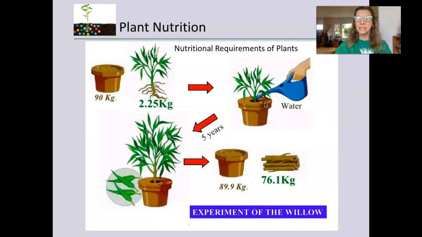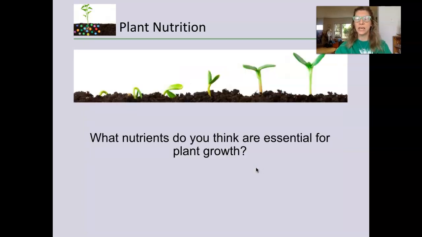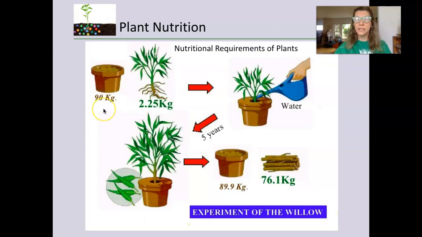Well, he did this classic experiment where essentially you take a known amount of soil and a known amount of plant, you put it in some sort of container, you water it for 5 years, and then you basically take that and figure out how much it weighs. In this experiment, you can see that they took a known mass of soil and a plant, and they grew it by only just watering it for 5 years.